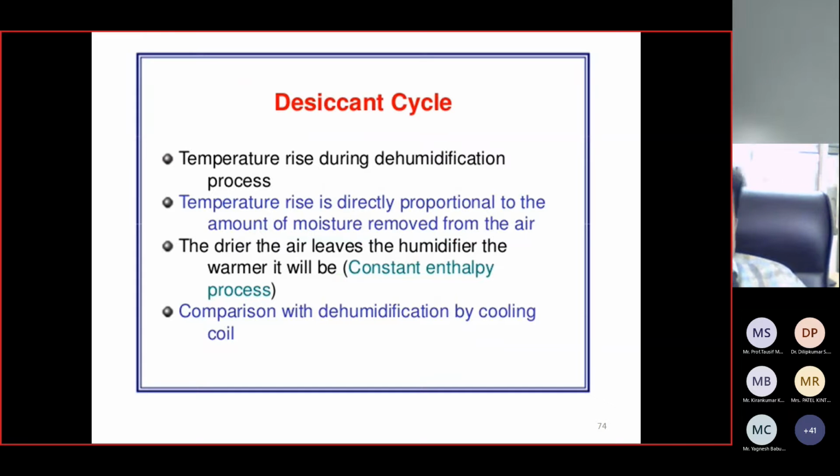In the desiccant cooling cycle, temperature partially rises at the end of adsorption because of the addition of latent heat of condensation. Ultimately, it converts the latent cooling load of the cycle into sensible cooling load. Temperature rise is directly proportional to the amount of moisture to be removed from the air. If greater moisture is to be removed, greater temperature rise is achieved. And this drier air leaving the dehumidifier may be slightly warmer, but theoretically is available by a constant enthalpy process. Comparison with cooling coil.